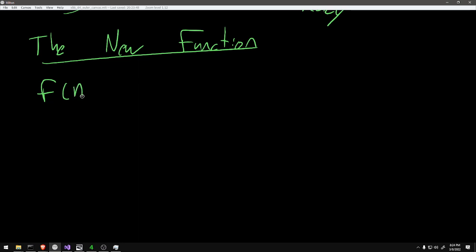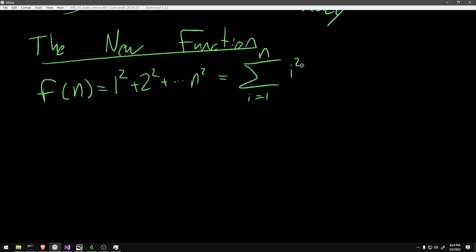And then we're going to say f of n is, and then we could write it like this, 1 squared plus 2 squared plus dot dot dot n squared. The more formal way to write that would be something like this: the sum from i equals 1 to n of i squared.